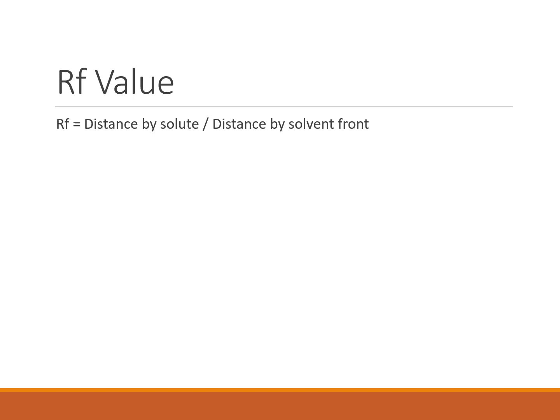So the RF value can be found out, and it is very important. It is calculated as the distance traveled by the solute divided by the distance traveled by the solvent front. So the RF value is very useful in the identification of a compound.